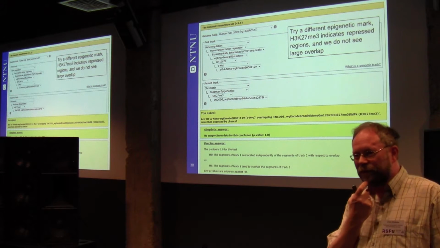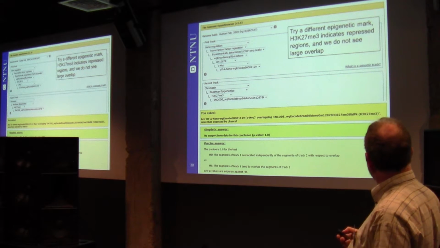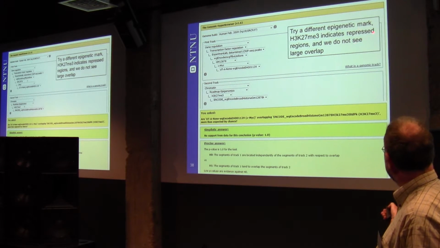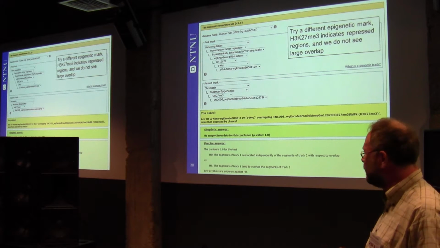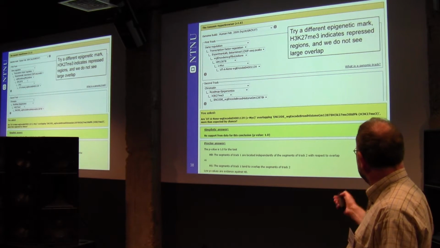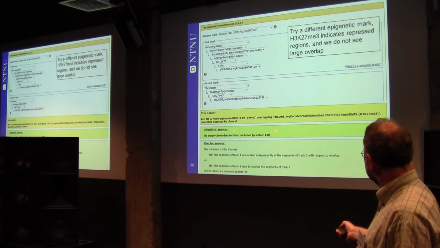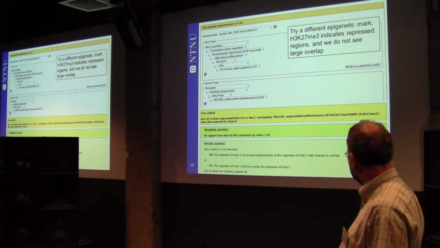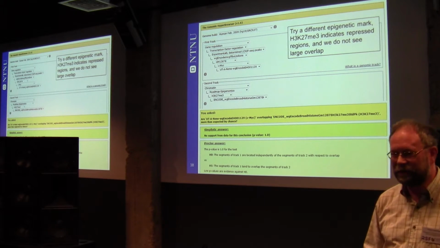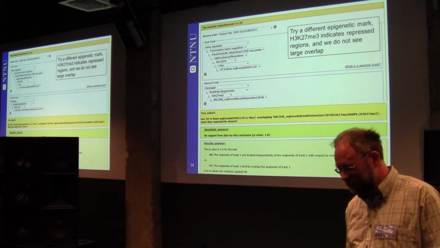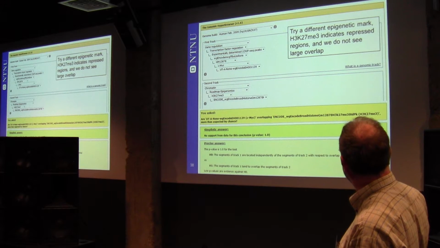Okay, let's just for fun try a different epigenetic mark. This one indicating repressed regions. And of course, as expected, we don't see an overlap. No support for this conclusion. The p-value is 1. And this is as we should expect. So this is mainly a test of whether what is done is reasonable.